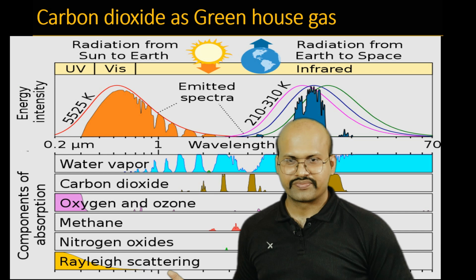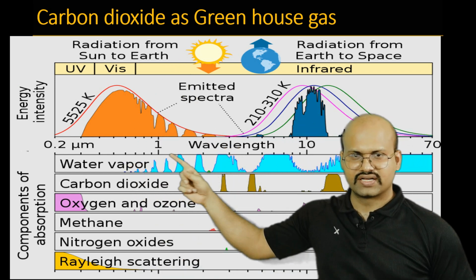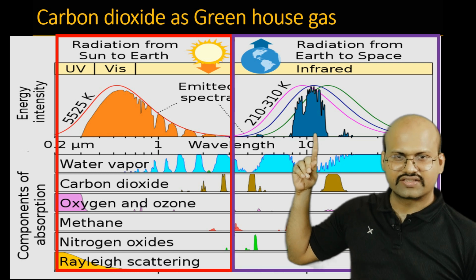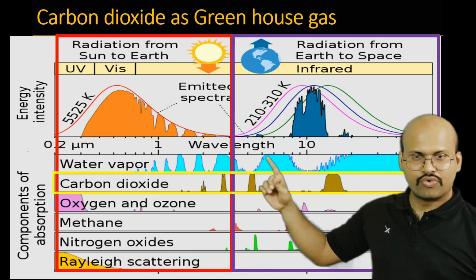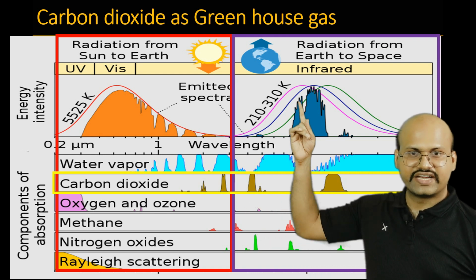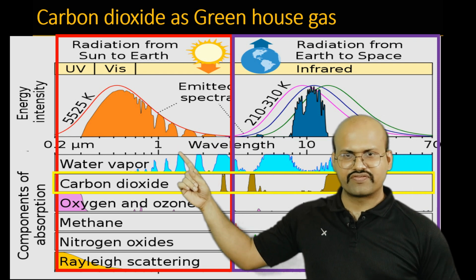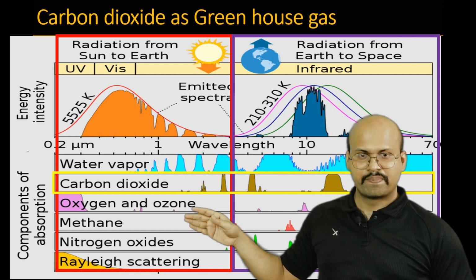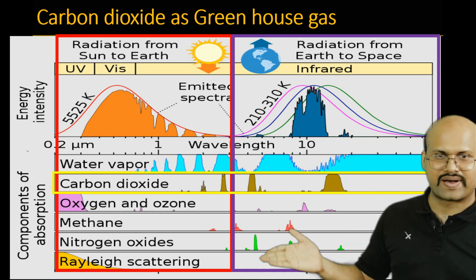Now here are the radiations which are emitted by the sun and come to our earth, and these are the radiations which our earth emits. We can see that carbon dioxide absorbs most efficiently in the radiations which are emitted by our earth. It does absorb some of the radiation which comes from the sun, but the most significant part of the radiation it absorbs is released by the earth.